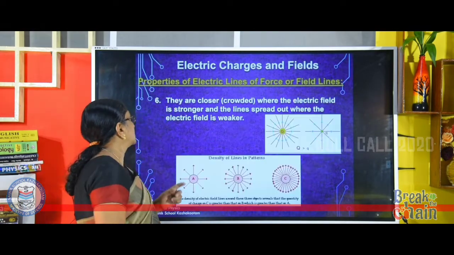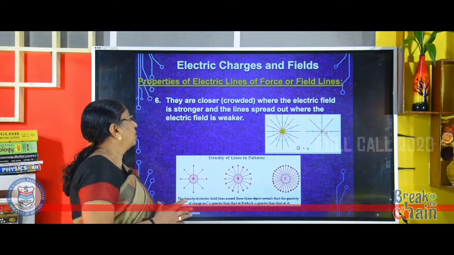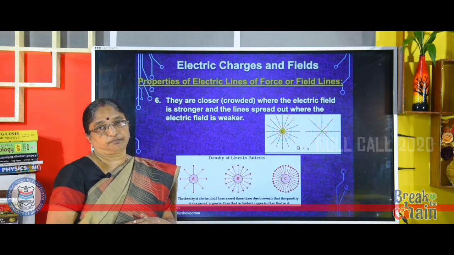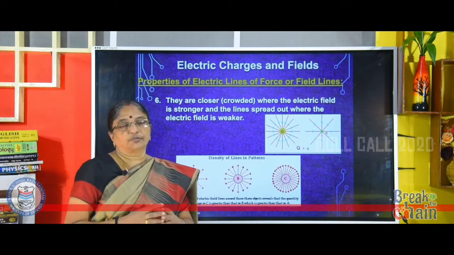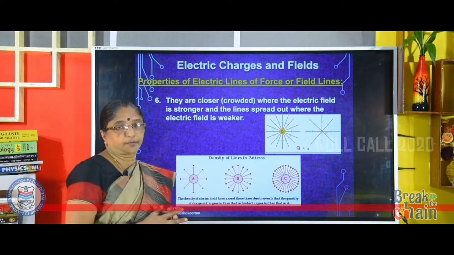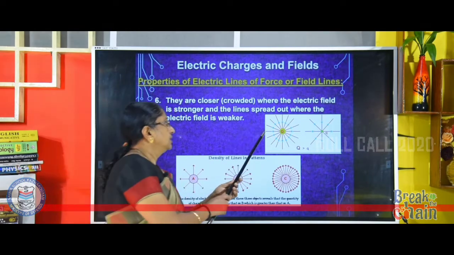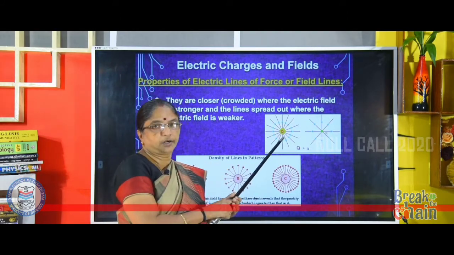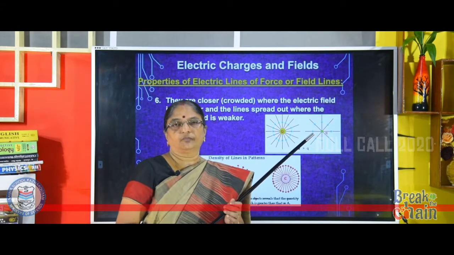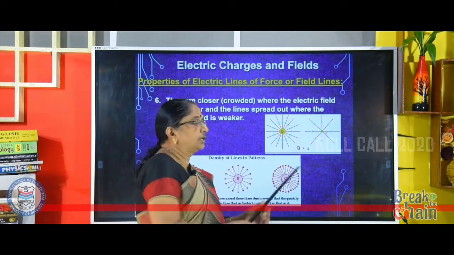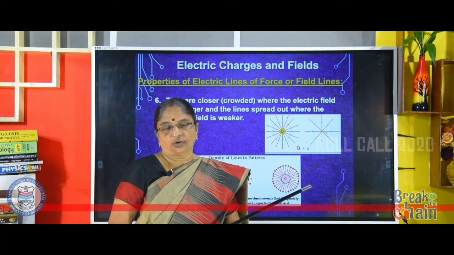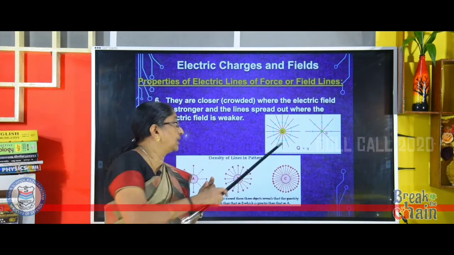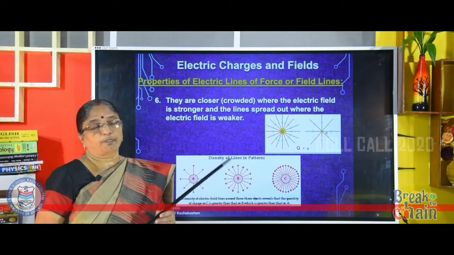Next, sixth property, let us see. They are closer or crowded where the electric field is stronger, and lines of force are spread apart where the field is weaker. Just see this, capital Q and small letter q. More lines of force are drawn here for capital Q, and only fewer lines for small q. Why is it so? Capital Q is greater than small q. So, larger is the charge, larger is the intensity, and more crowded will be the electric lines of force.